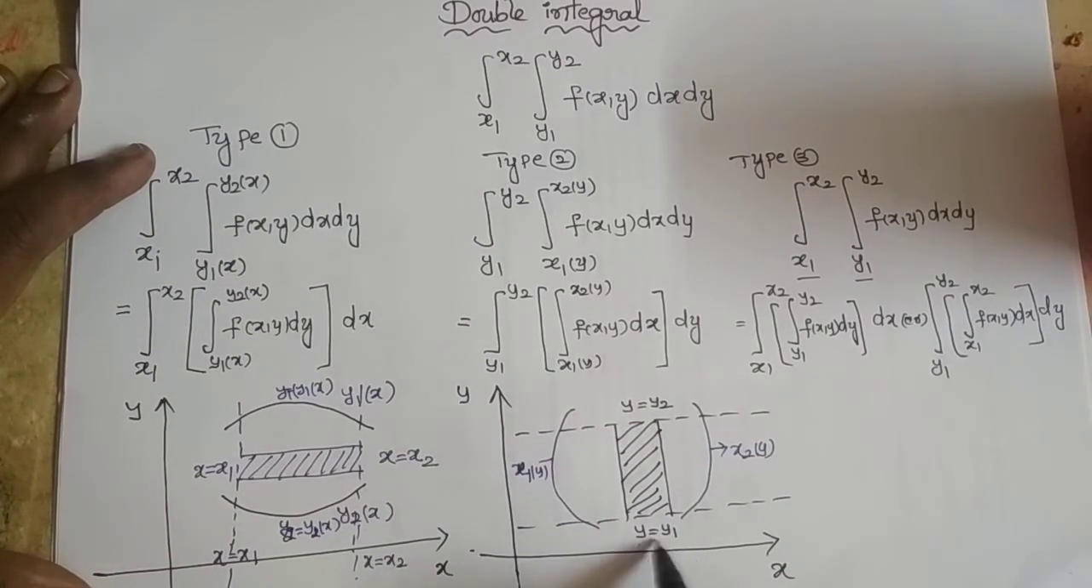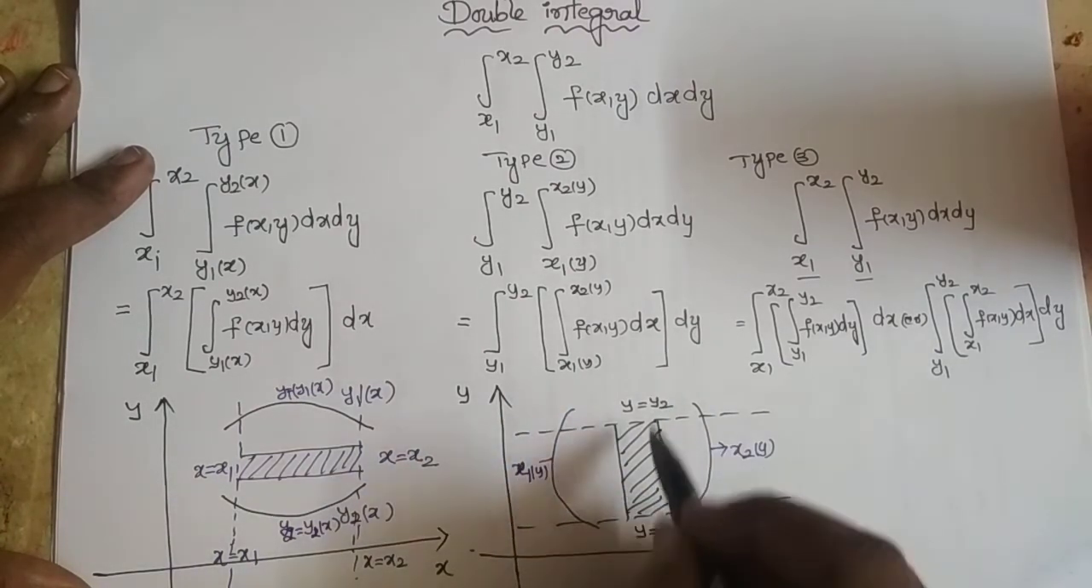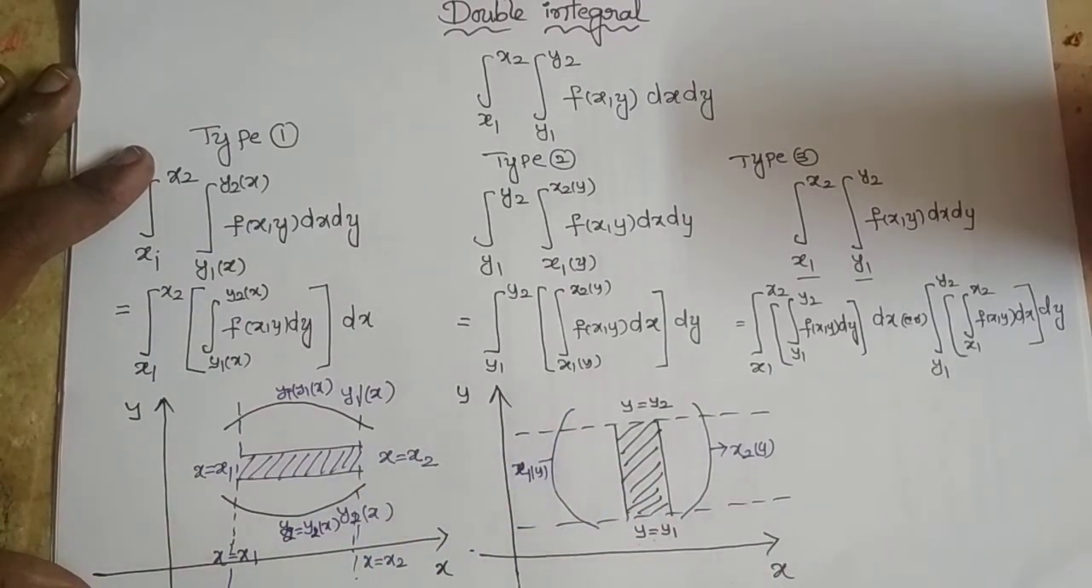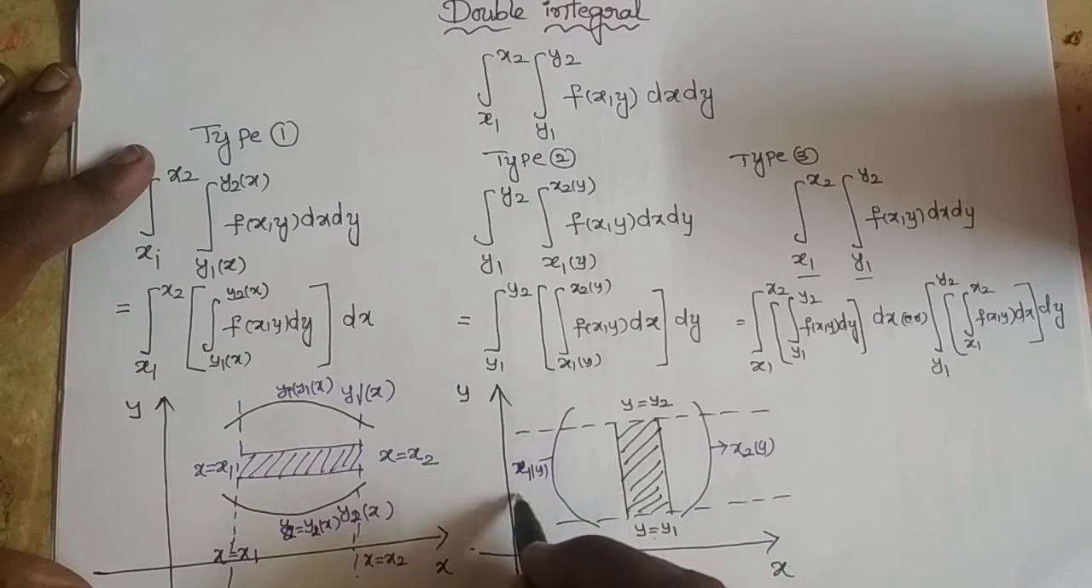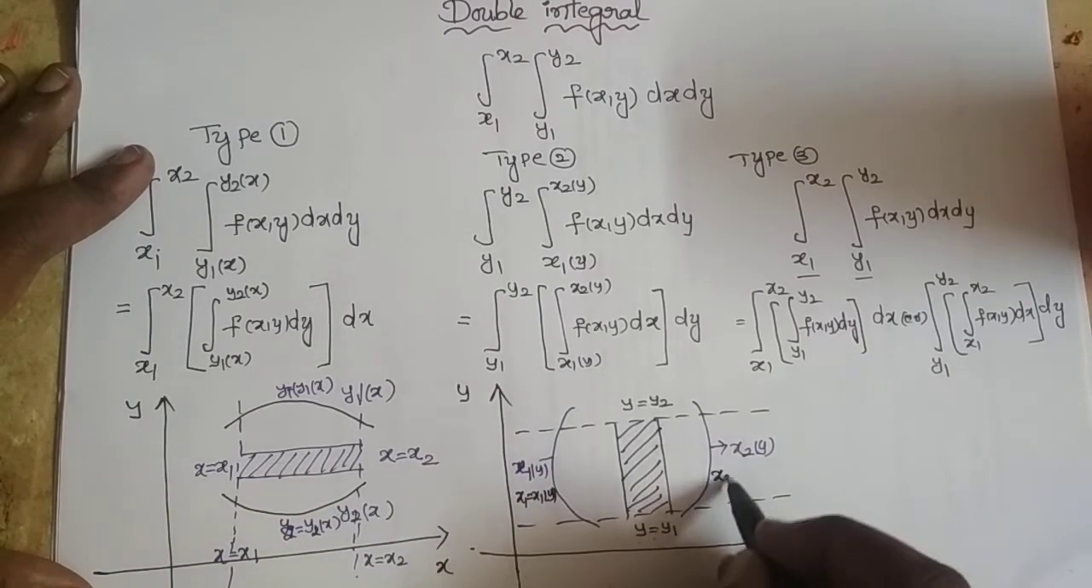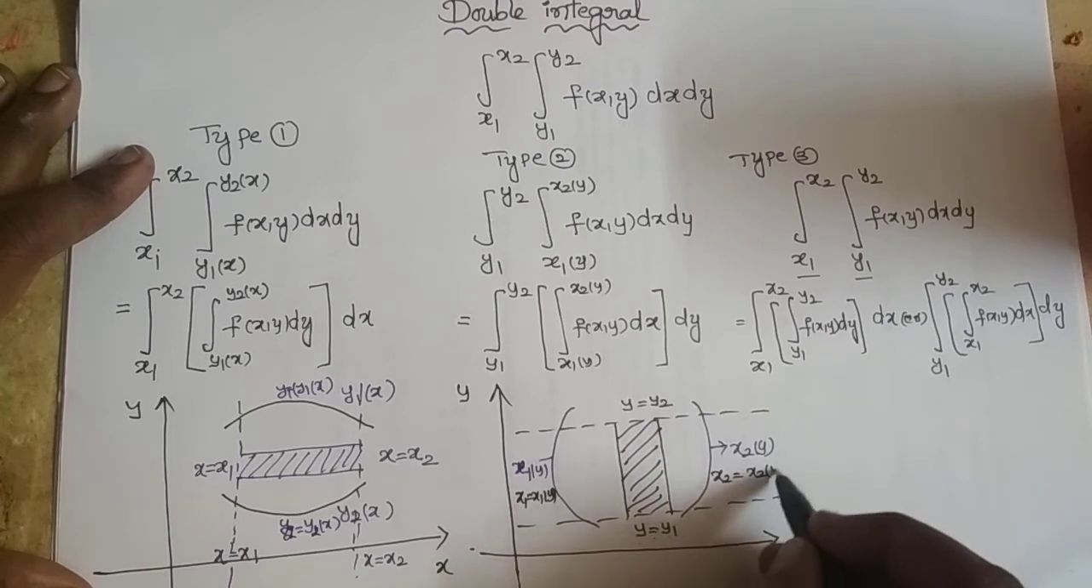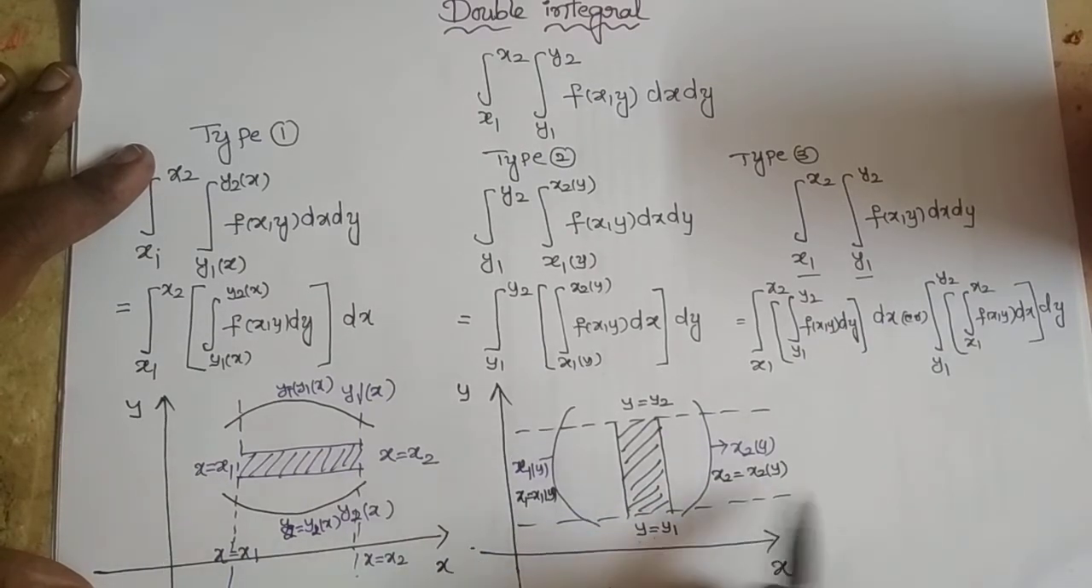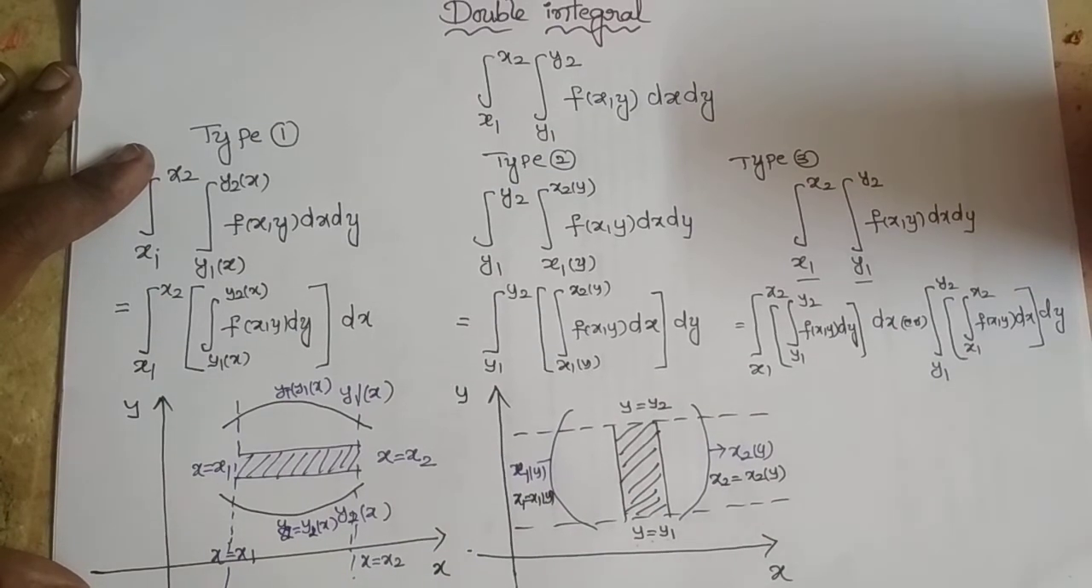The boundaries are y is equal to y1 and y is equal to y2. So here we should consider constants. And what about the x limits? Here x1 is equal to x1 of y, and x2 is equal to x2 of y. So these are the x limits. This is the region of integration in case number 2.